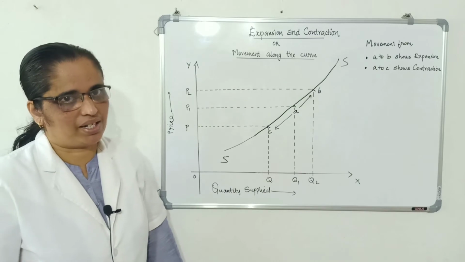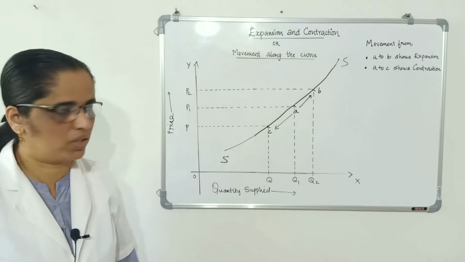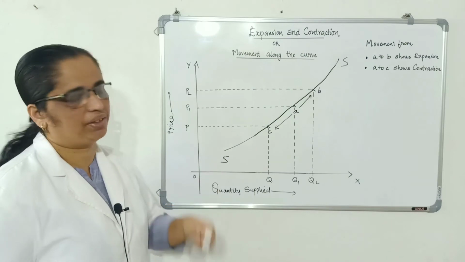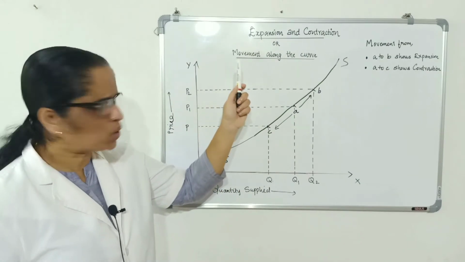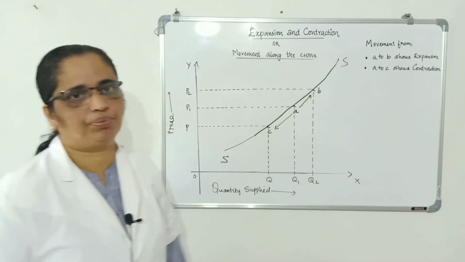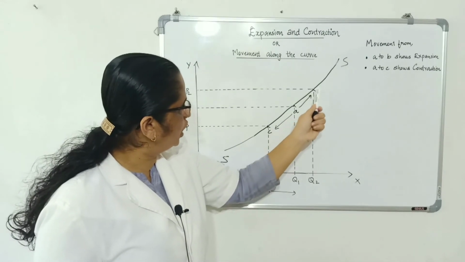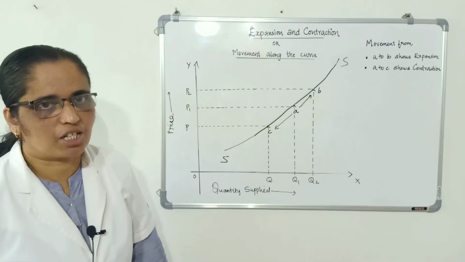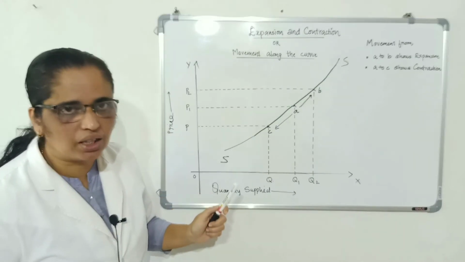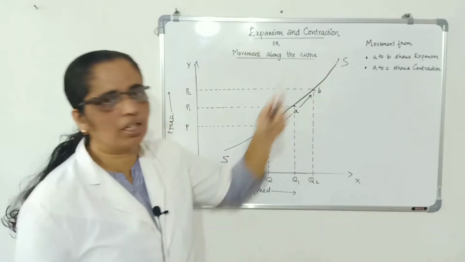That is, price is high, supply is high. Price is low, supply is low. We already studied it. Now, how can we show expansion and contraction? Or it is also known as movement along the curve. This is an upward sloping supply curve. By moving along the curve, we can show expansion and contraction. So what causes a movement along the curve? Price changes, isn't it?